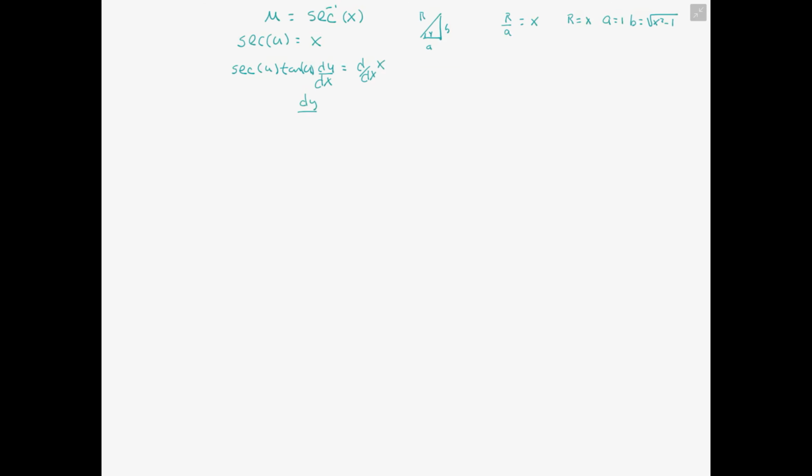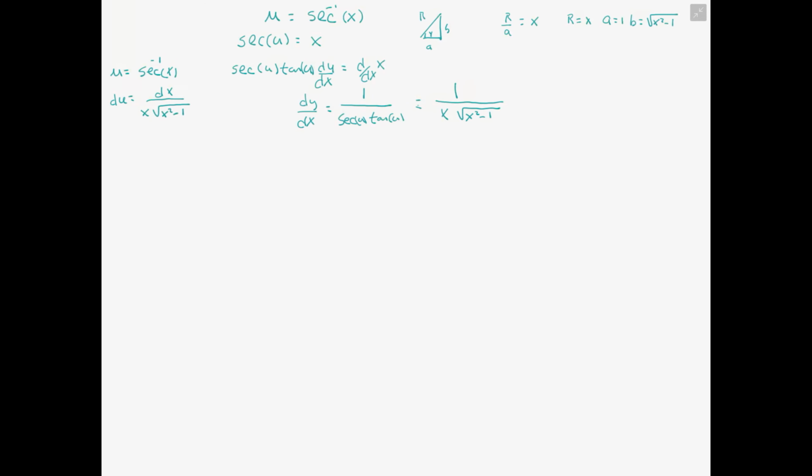So then we take our derivatives. We got secant u tan u du dx equals d dx of x, and du dx equals 1 over the secant of u and tangent of u, and that equals 1 over, now we have secant is x, and tangent, we got a being 1, so b over a, that leaves us with the square root of x squared minus 1.